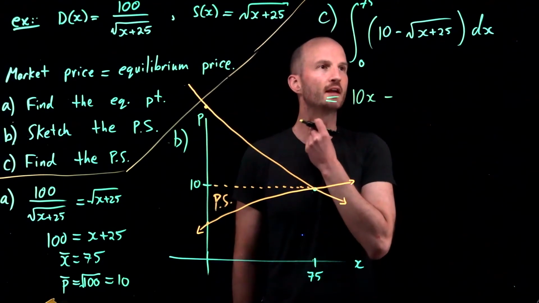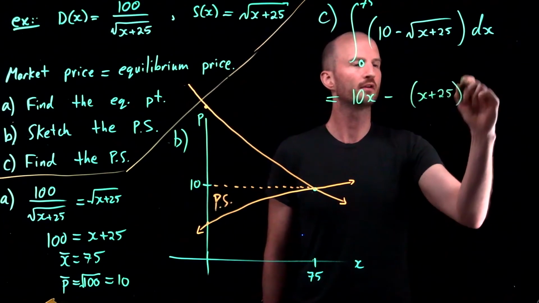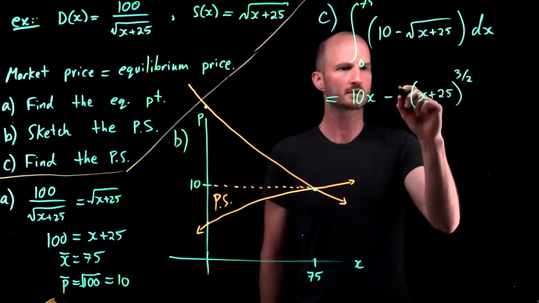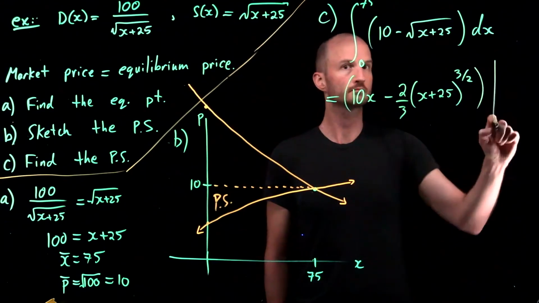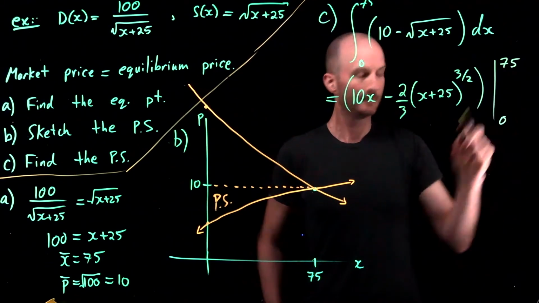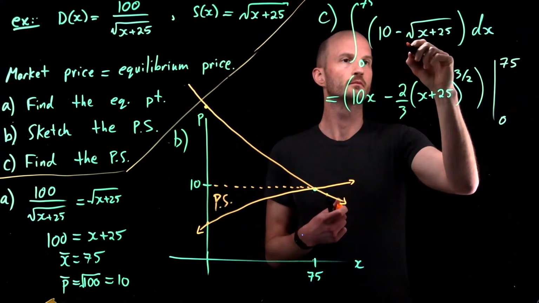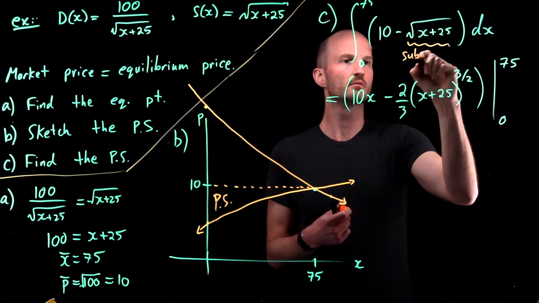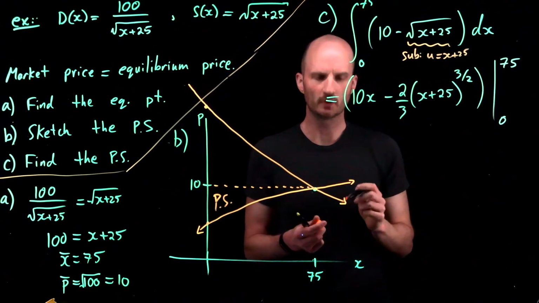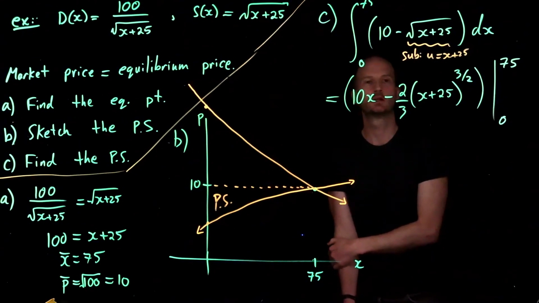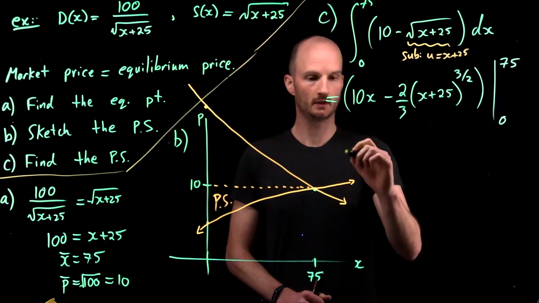So finding the antiderivative, I'm going to get x plus 25 to the 3/2. I'll need 2/3 to sort that out, from 0 to 75. Okay, so what I just did mentally was a substitution, u is equal to x plus 25. Looks good to me.